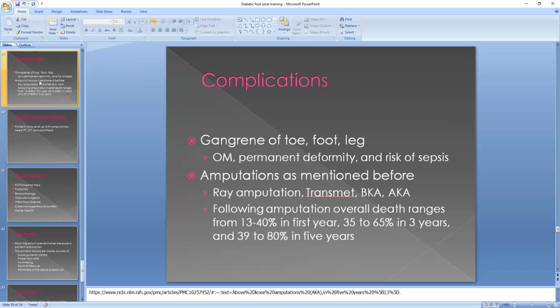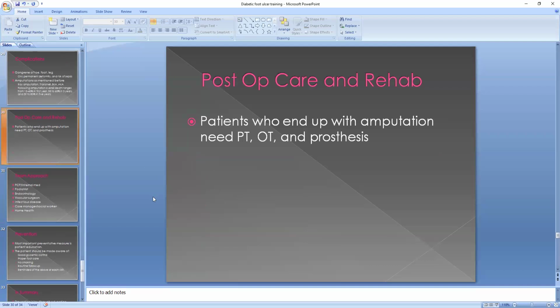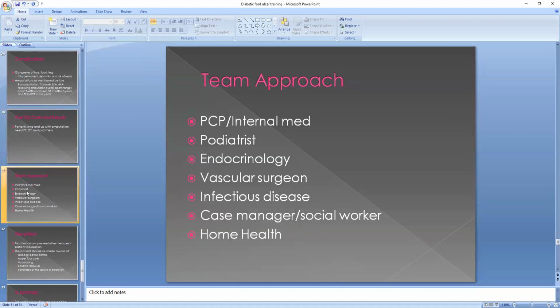Talked about the complications, and then the post-op care. Usually, patients end up with amputation. They need PT, OT, a prosthetic, and just understand, it's a team approach. You mentioned the vascular surgeon. There's the PCP, the podiatrist. These are all the gatekeepers, right?